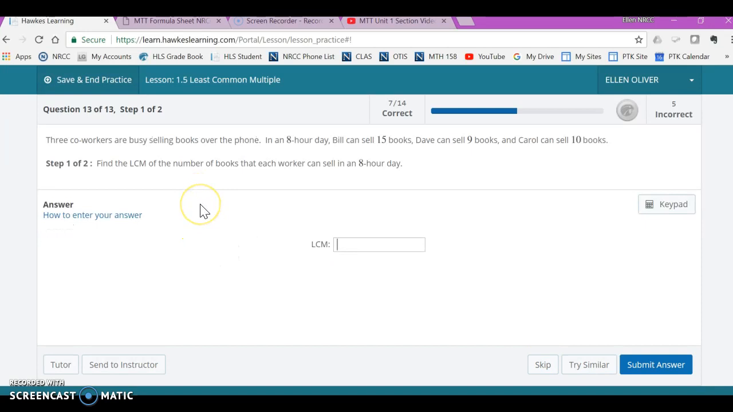And here is the last problem. It's another word problem, and it has 2 steps. So pay attention, you got to read carefully. 3 people are busy selling books over the phone. In an 8-hour day, Bill can sell 15, Dave can sell 9, Carol can sell 10. Find the LCM of the number of books that each worker can sell in one day. So I just need the LCM of 15, 9, and 10.